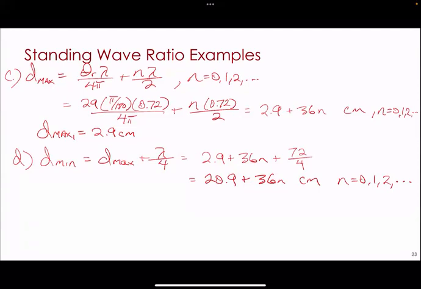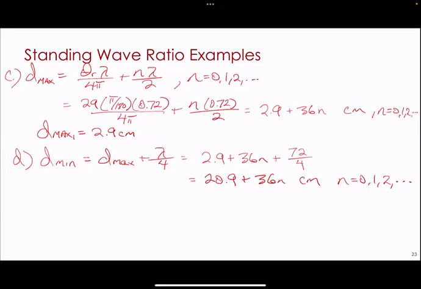Only for D max 1, in other words, the first D max. You're starting at the load, you're going back to the source. How far do you have to go until you reach the first maximum? So in general, it is the full thing, the plus 36n, but the first one from the load, it's just 2.9 because n starts at 0.